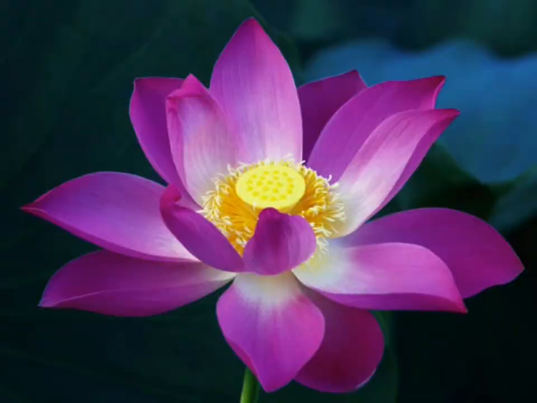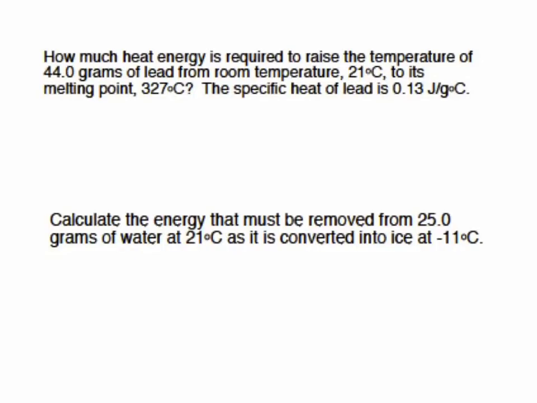Okay, so take a look at this problem. How much heat energy is required to raise the temperature of 44 grams of lead from room temperature to its melting point? The specific heat of lead is 0.13 joules per gram degree Celsius. If I'm looking at a heating curve, what is lead at room temperature? Solid. And we are taking it from a solid just up to its melting point. So that's the only part I care about on that heating curve.